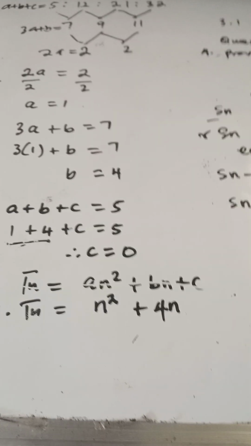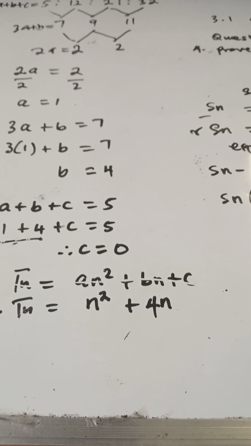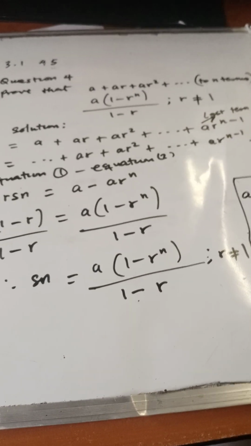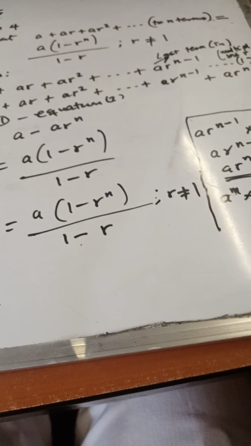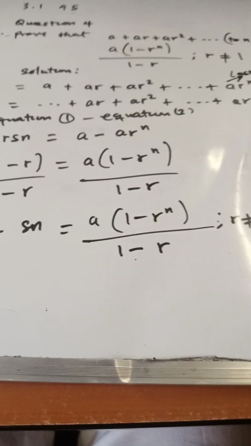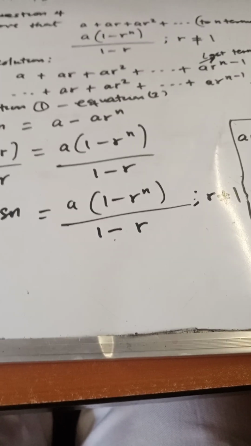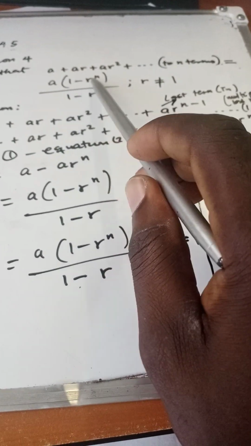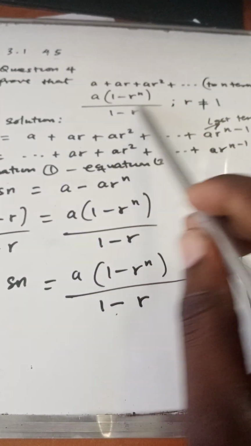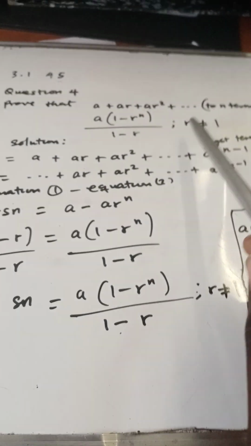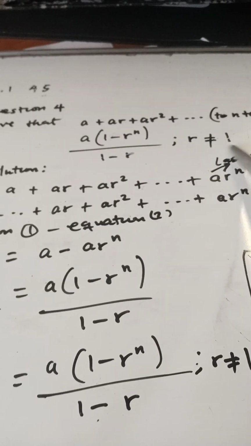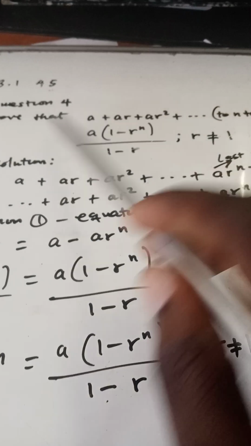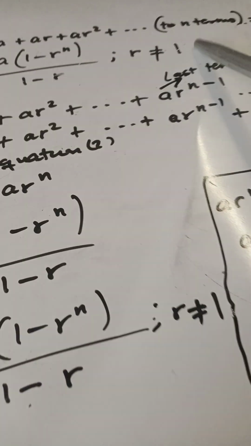Thank you very much. Now we move on to question number 4, which says we must prove that a plus ar plus ar to the power 2 plus dot dot dot to the nth term is given as a into bracket 1 minus r to the power n over 1 minus r, but there was a restriction which says r cannot be equal to 1. The reason is if r is 1 it makes the fraction undefined, so r cannot be 1.